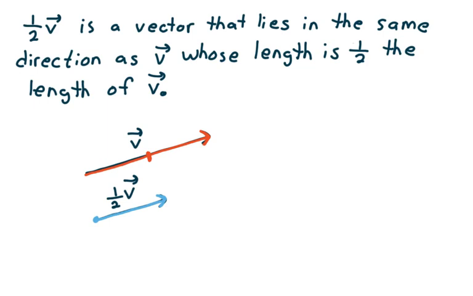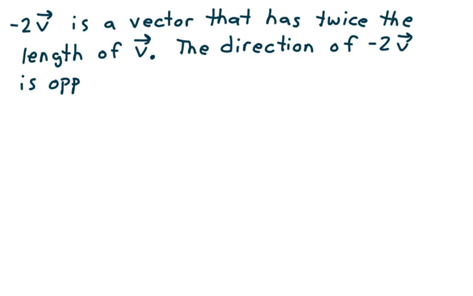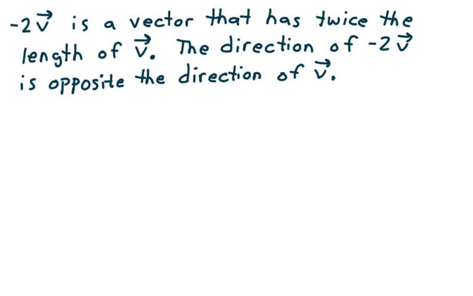Let's take a look at another example. Suppose I had -2V. This is a vector that has twice the length of V, but the direction of -2V is opposite. So let's finish that out. So this is opposite the direction of V, right? So what does that look like?